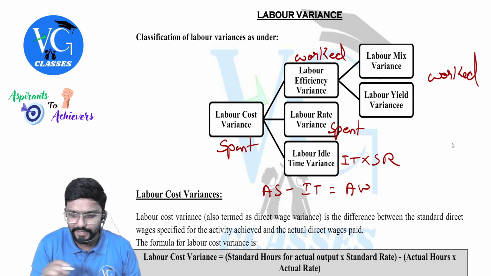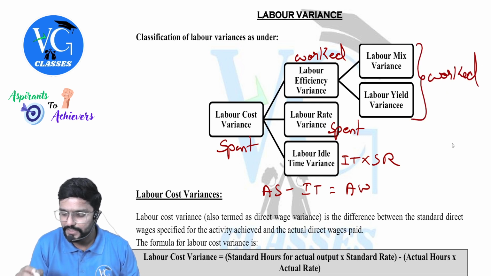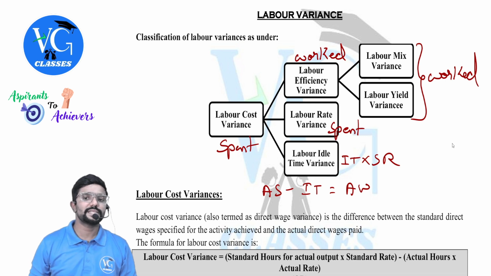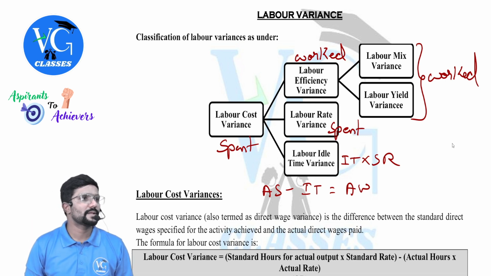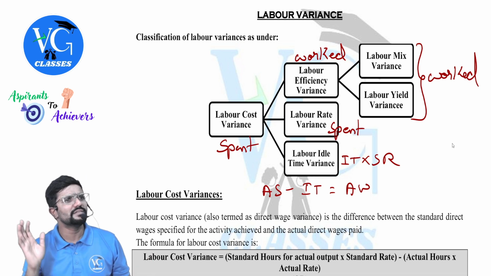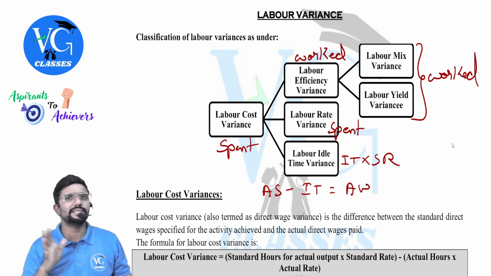Put a flower bracket and write: we have to consider hours worked. Please write that. Where we consider spent, where we consider work. Anyway, in the formula we will see it, but still you should know. The concept has to be strong, guys. Nothing to mug up. No formula has to be mugged up here.